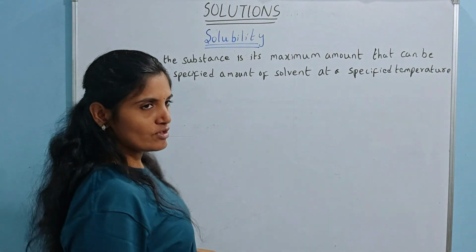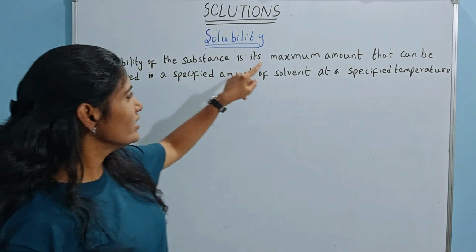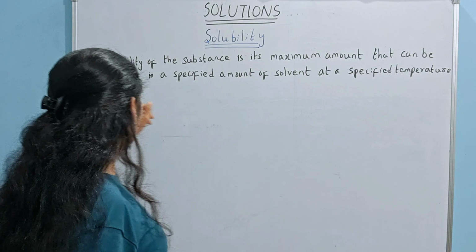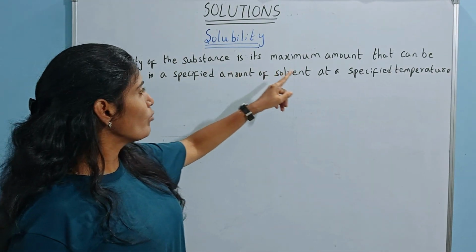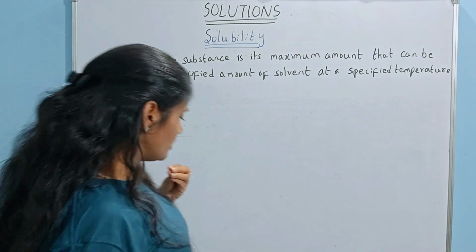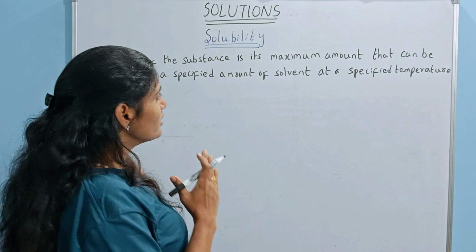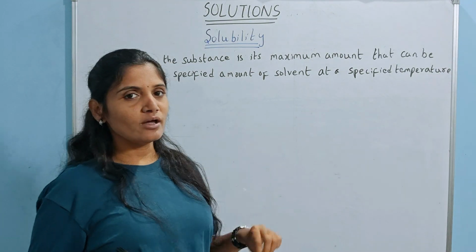Try to understand the definition. Solubility of the substance is its maximum amount that can be dissolved in a specific amount of solvent at a specified temperature. So this is a very properly framed definition. Now let me break this into certain parts to make you understand in a better way.